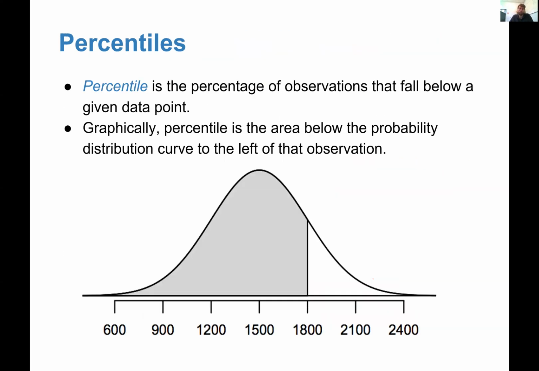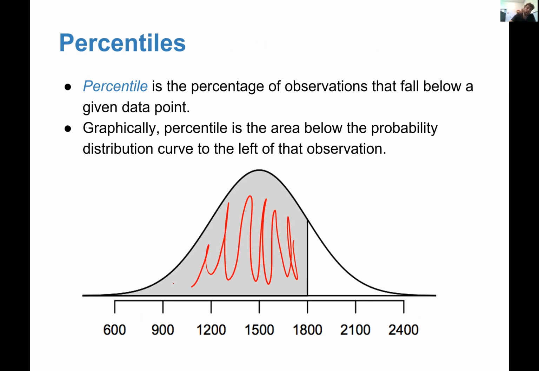Okay. So percentile is the percentage of observations that fall below a given data point. So it is the area to the left of that data point. Okay. So graphically, percentile is the area below the probability curve, or to the left of that observation.